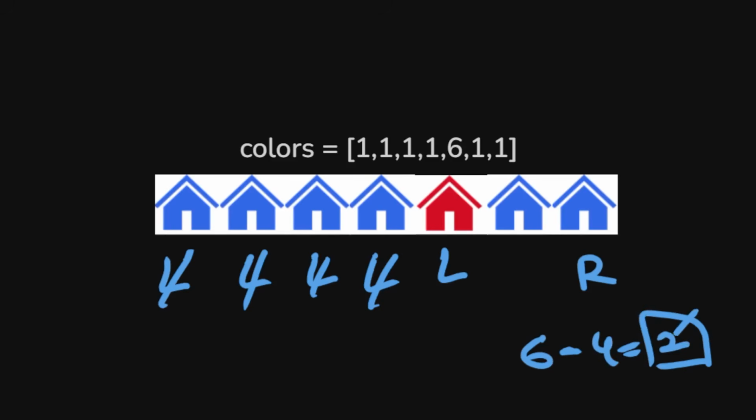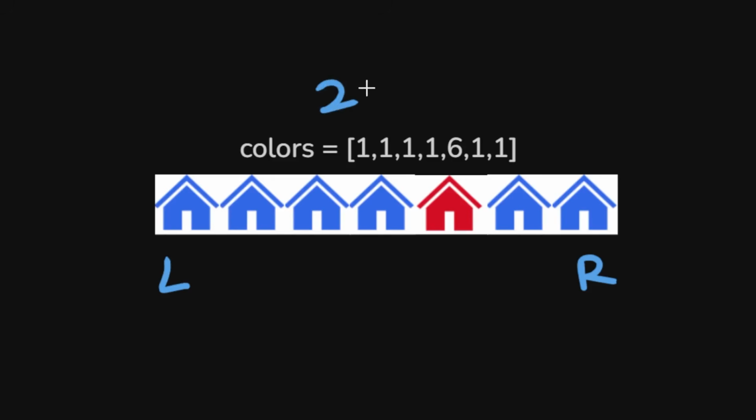But this is not the right result, because the maximum distance between two houses of different colors here is given by these two houses. The distance is 1, 2, 3, 4. It's not 2, so we are missing something. So what we can do here is run two different loops. First, we update left always, and for the second loop, we do the same, and whenever we find equal houses, we update right. And now we are exploring every possible scenario.